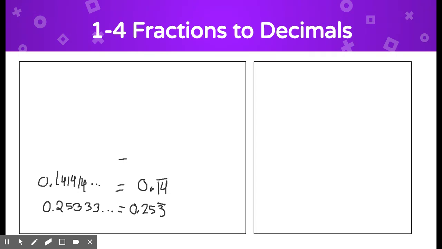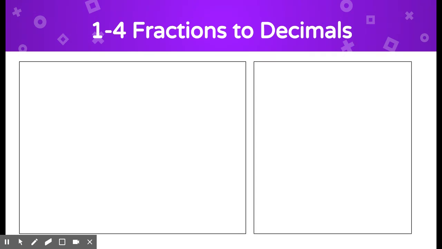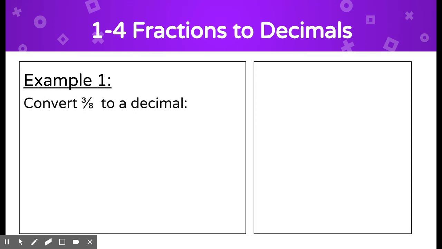So let's go ahead and go over some examples together. The first example is to convert 3/8 into a decimal. So if we convert 3/8 into a decimal, let me get my marker here.